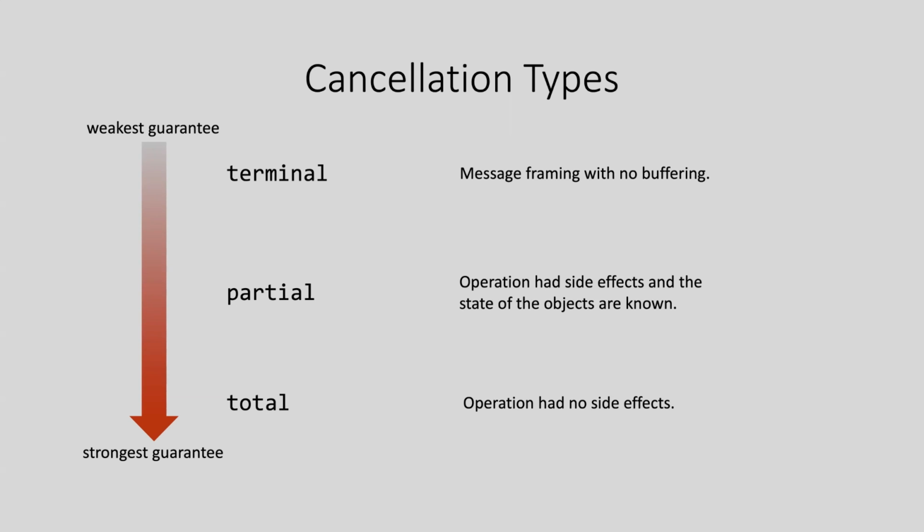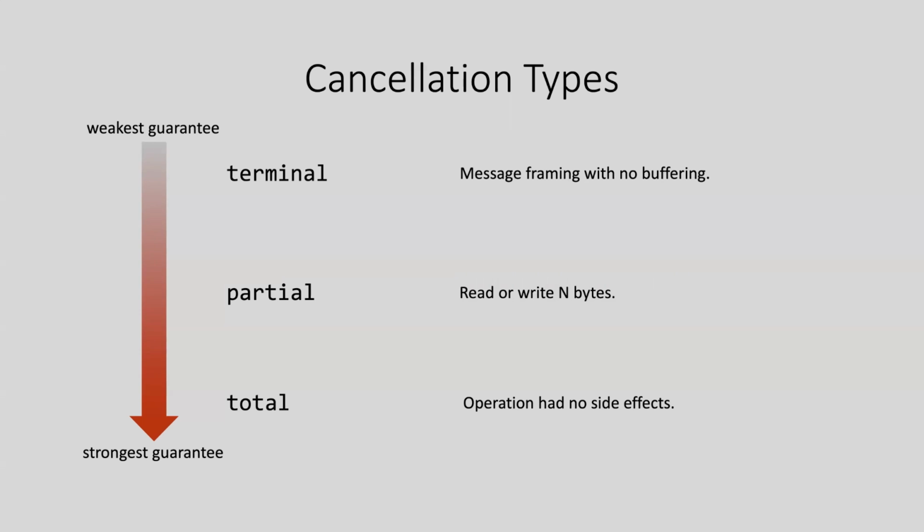So you actually know what you can do next with your object. If you were trying to download a 1 gigabyte file over HTTP, and it got cancelled at 900 megabytes in, that would be the number that's passed to the completion handler. And well, if I'm going to start this operation again, I should only ask for the remaining 100 megabytes. Right? So that's partial cancellation, where you know something about the state of the object.